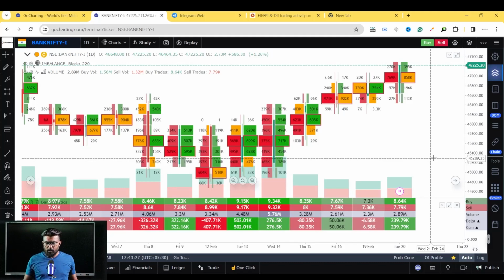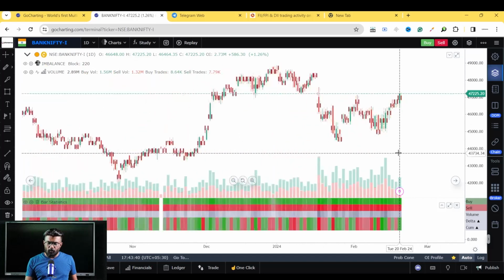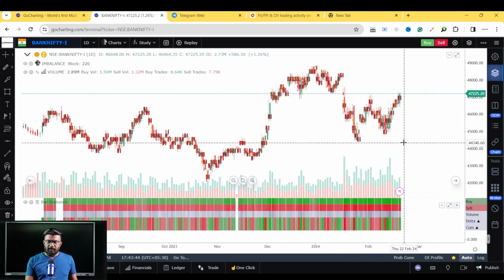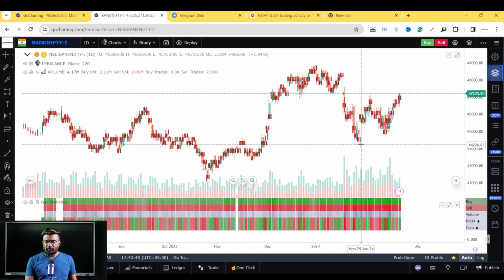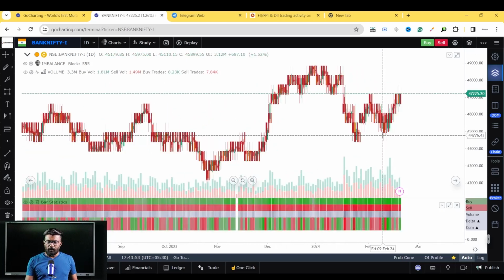HDFC Bank, there was an issue in HDFC Bank, and that issue is kind of being forgotten, and we are inching up on the higher side. Now if I zoom out this chart, you can see that we are at almost a very good resistance. Now if you see here, this is a double bottom, right? This is the first bottom and this is the second bottom, and we are going on the higher side.